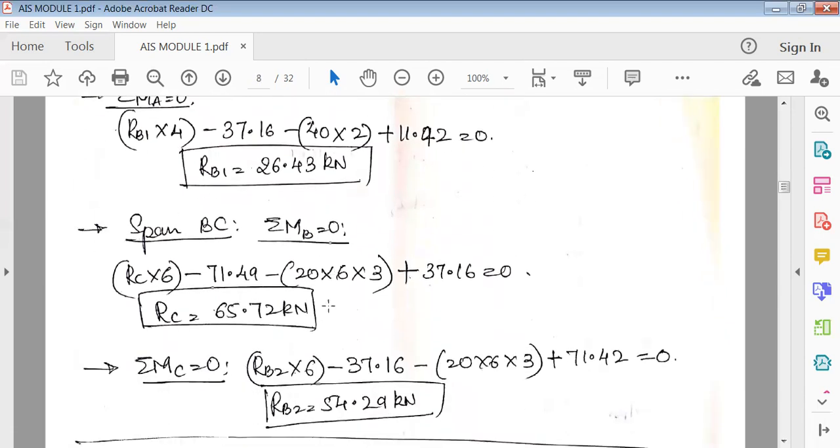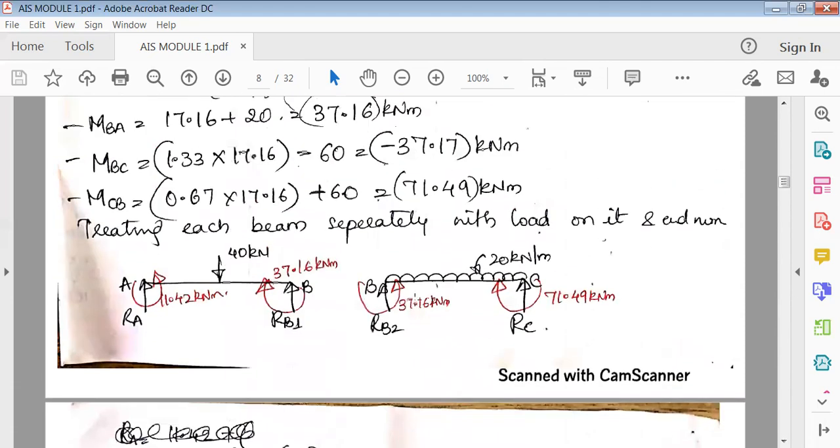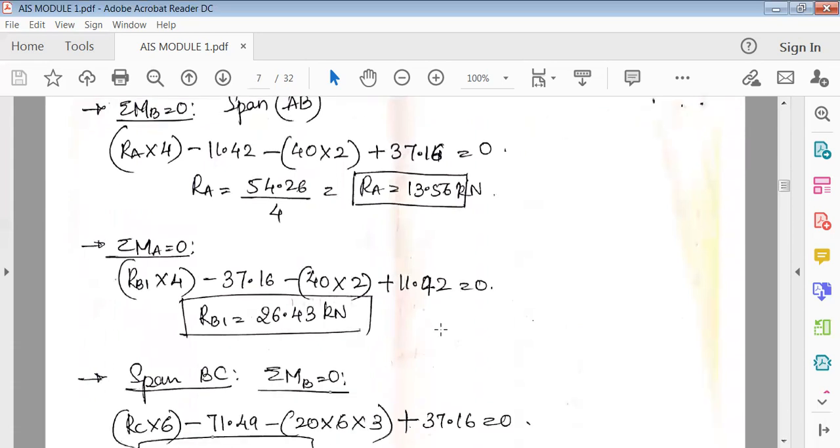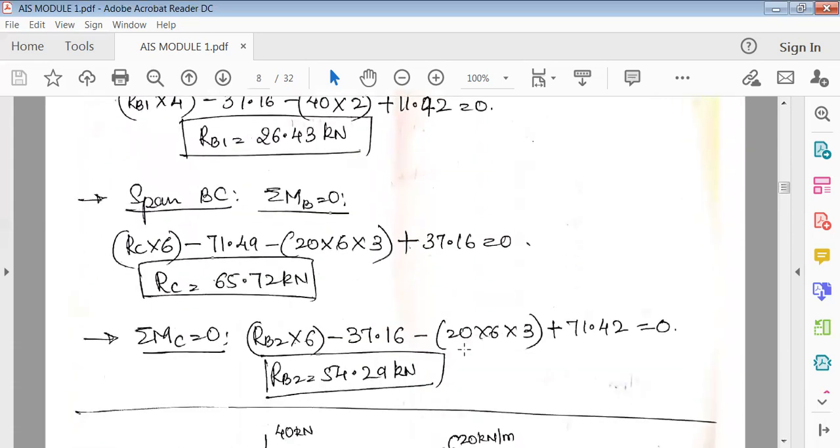The same thing should be repeated for span BC. For span BC, again moment about B is equal to 0, RC into this distance 6. This is clockwise, so it is plus, and 20 into this distance. It is 20 into 6 into 6 by 2.